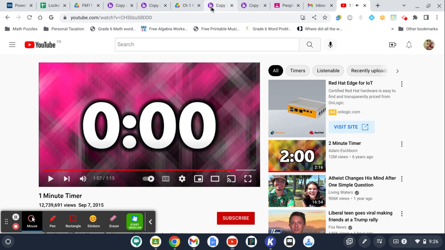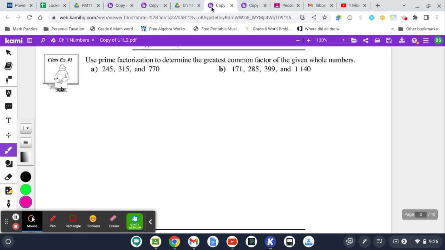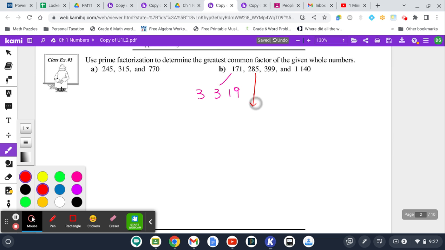Okay, did it work? Let's go over here, team. So we're skipping part A. We're going to just do part B. What were the factors for 171? 3, 3, and 19. Okay. How about 285? What do we got? 3, 19, and 5.